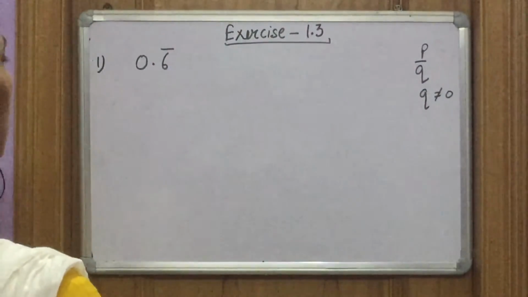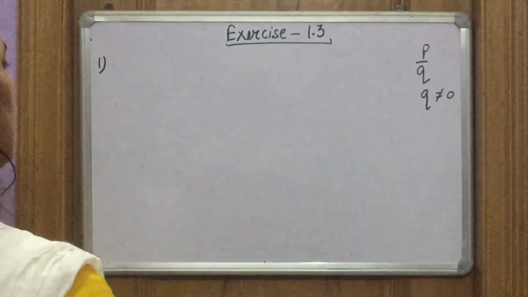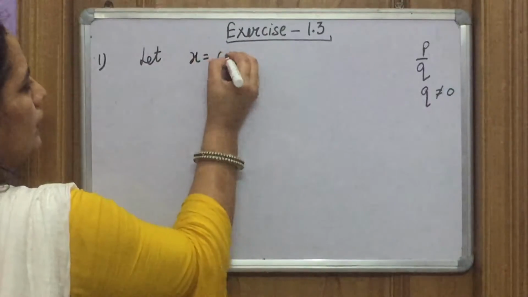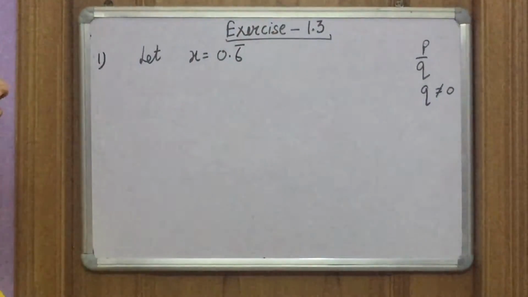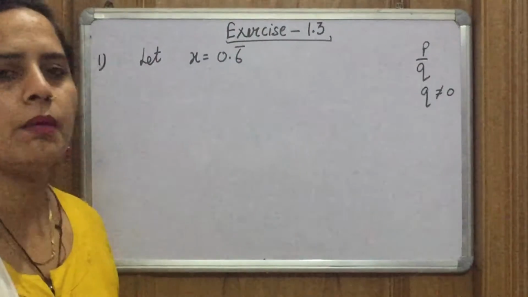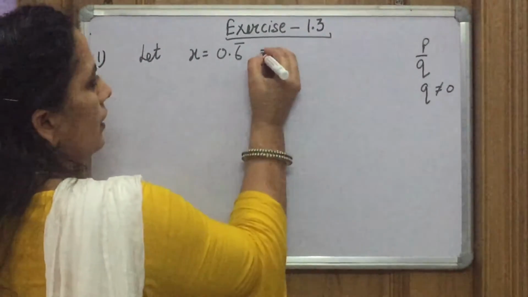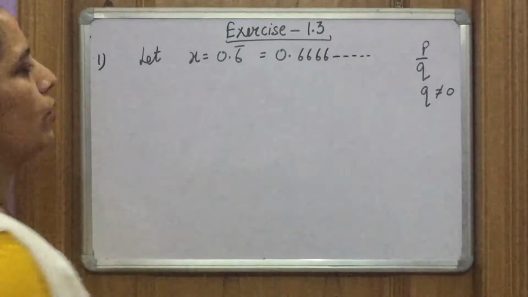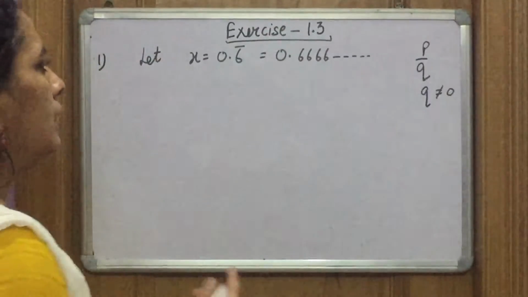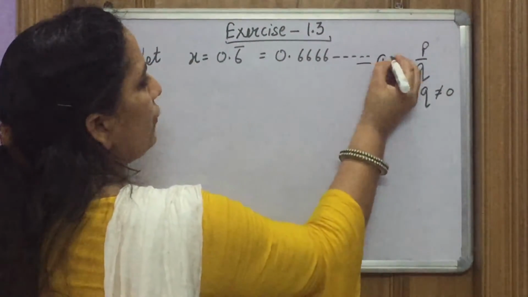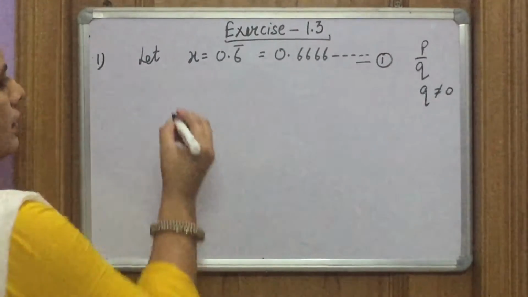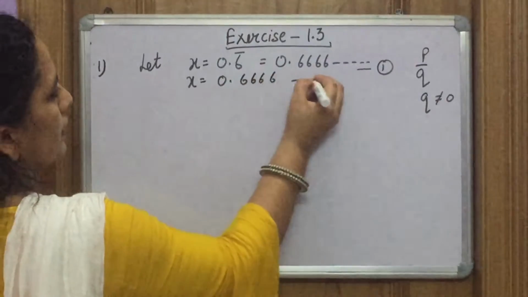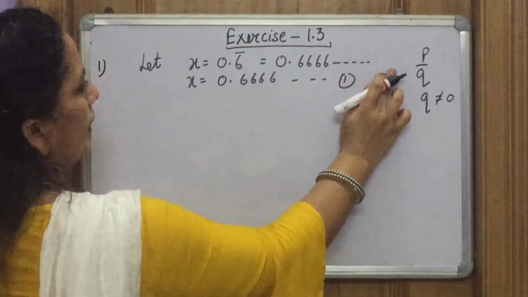Just suppose this number is equal to x. First of all, let the number be equal to x. Now we will remove this bar. Bar means the number is repeating again and again. So we can write this number as 0.6666 and dash, dash, dash because this is repeating infinite times. So we can suppose that this is our first equation, equation number 1.